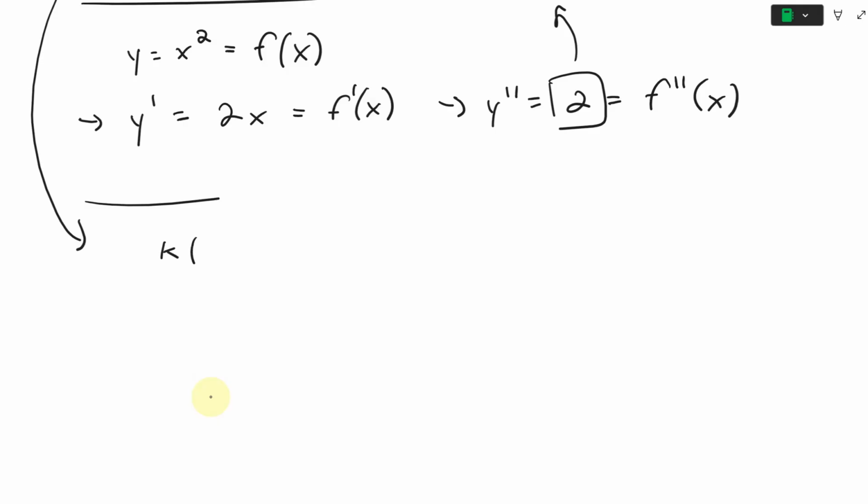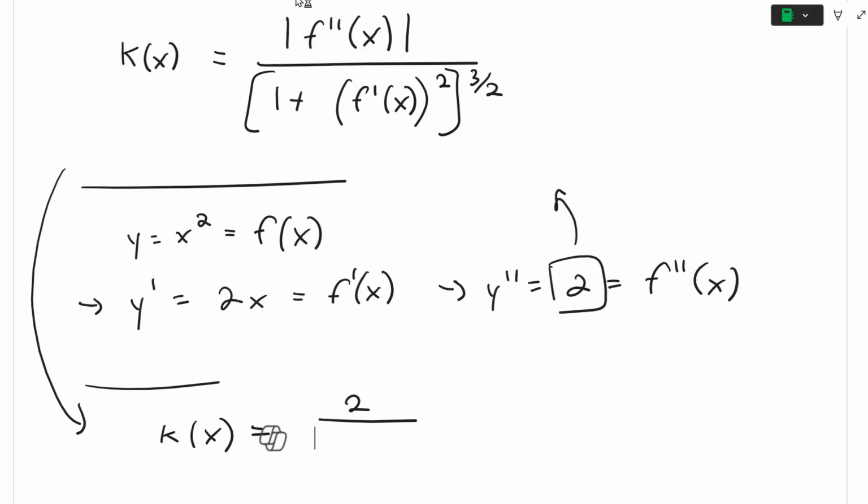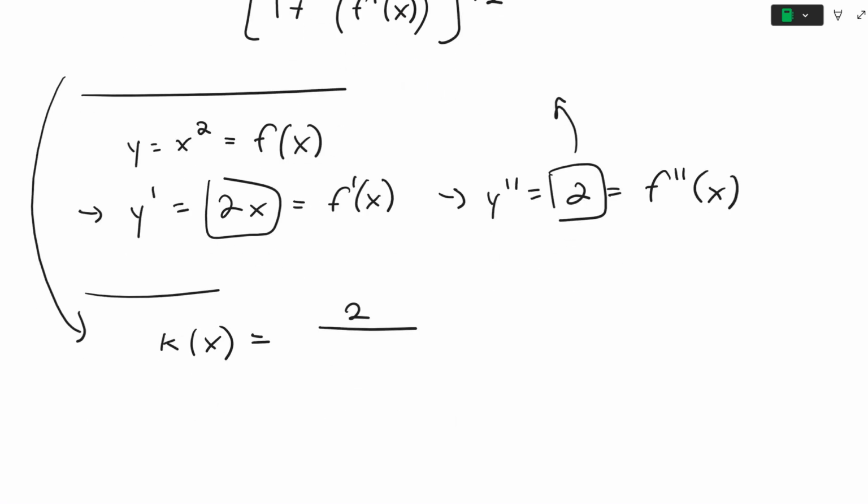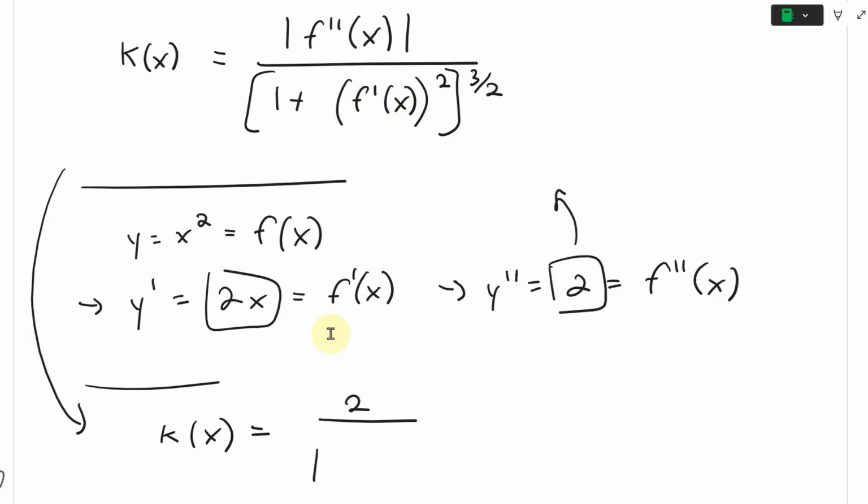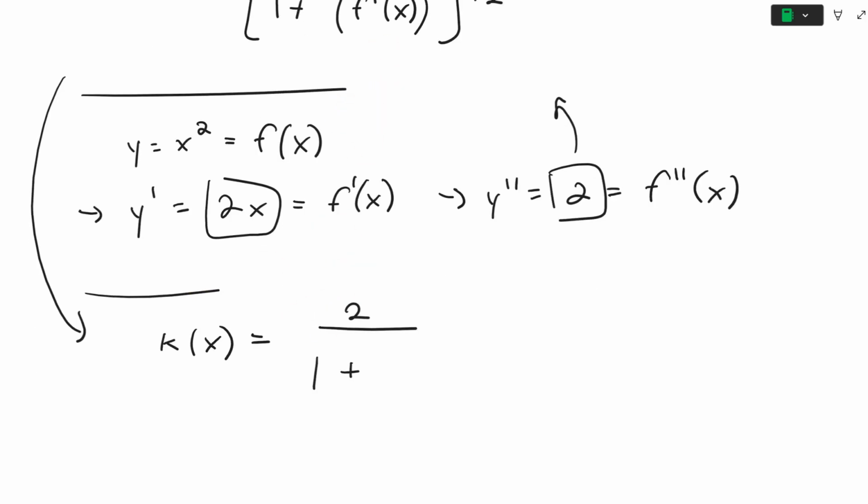So our kappa of x is equal to 2 divided by, since the absolute value of f double prime of x is just 2, and then divided by 1 plus f prime of x, that's this part right here, squared. Instead of this, it's 2x, so replace that over there. So plus 4x squared, 2 squared and x squared, and then all of that to the power of 3 over 2. So this is our answer.